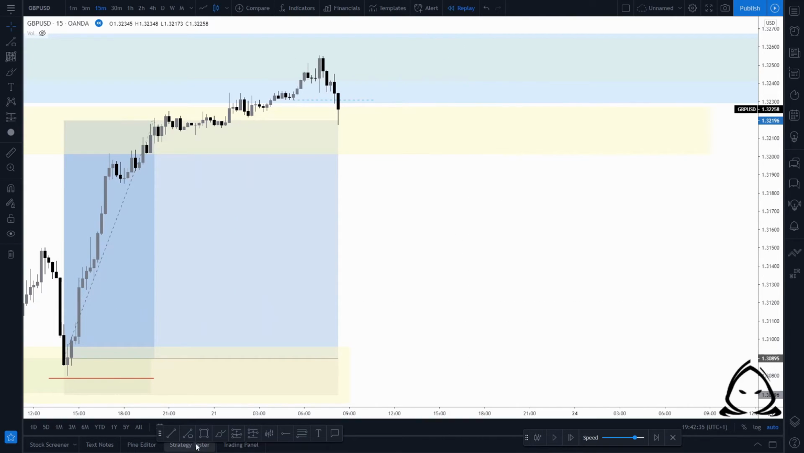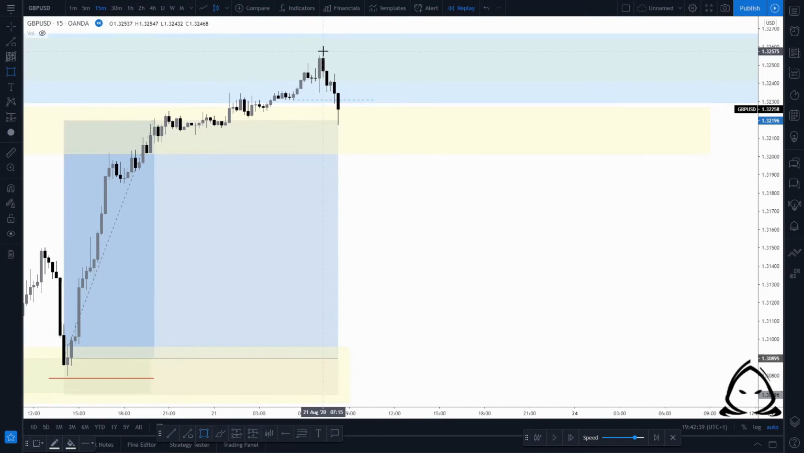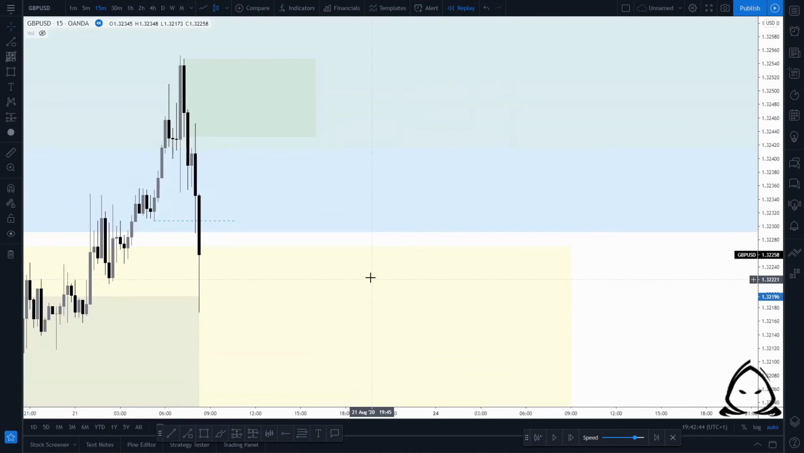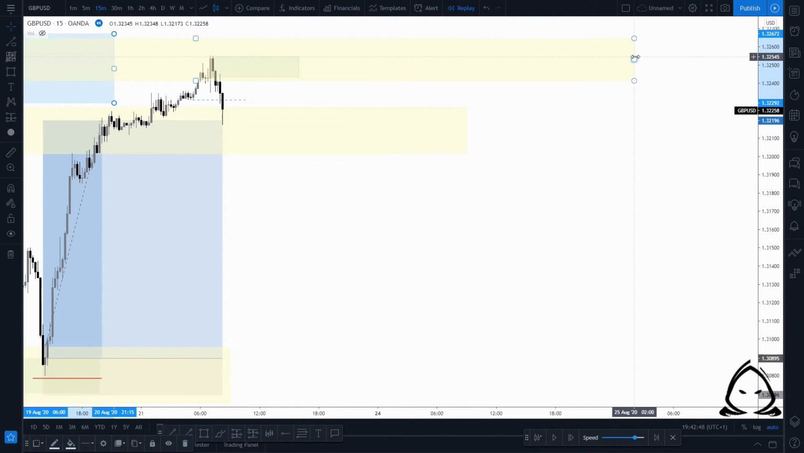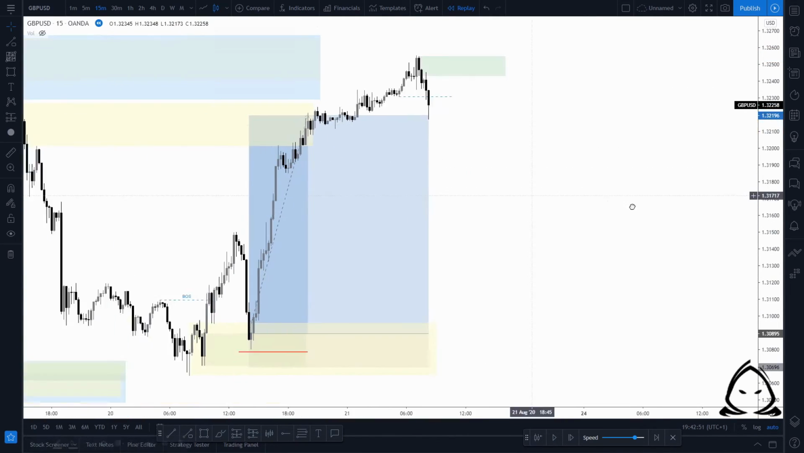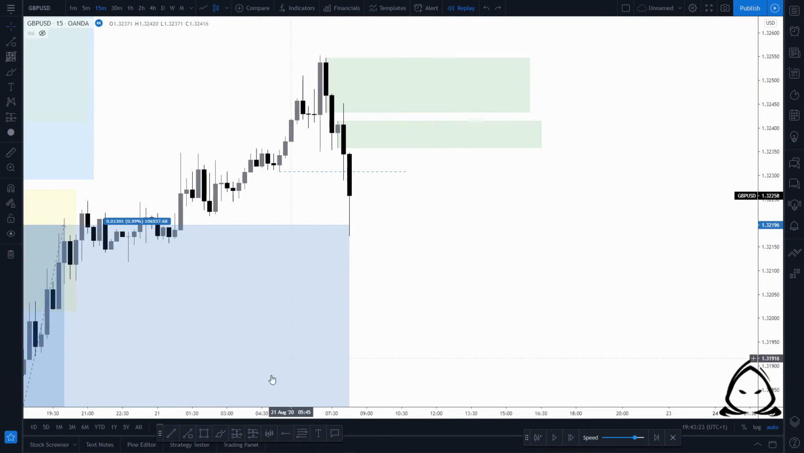And what we can see if we're looking on the 15-minute, we have two different points of interest now that we've broken structure. We have this order block right here. And what I'll do is I'll just move this out of the way so we can see everything a little bit clearer. We have this order block as well as this order block right here. So we can use either order block.